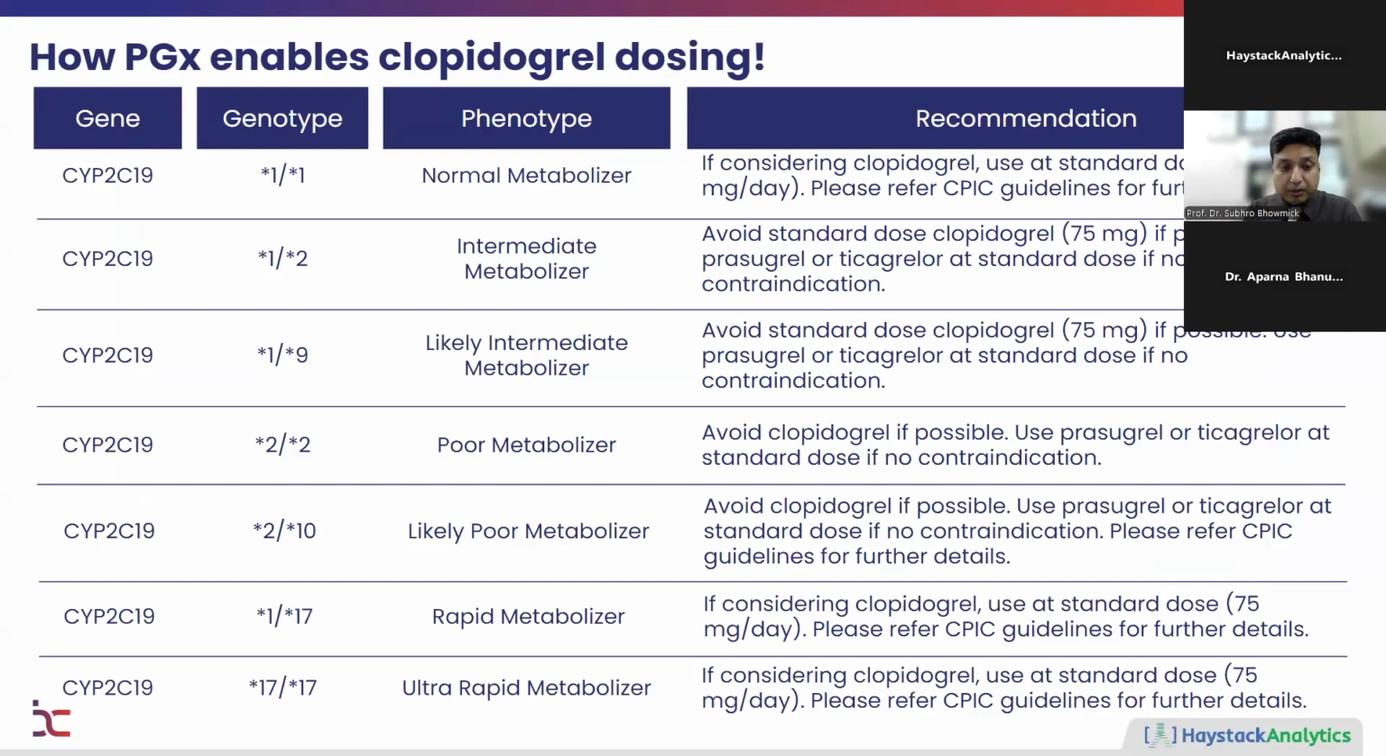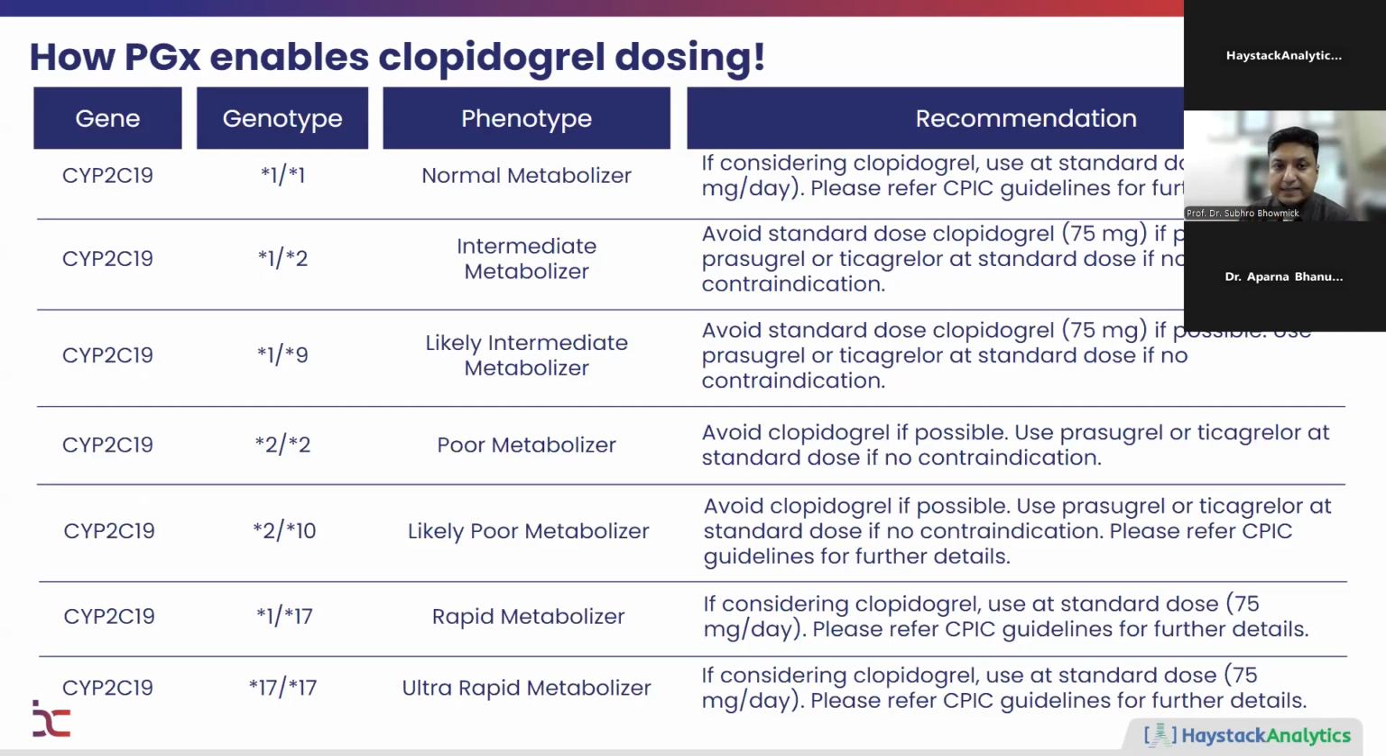from the other group. But what happens if you are a poor metabolizer? It is important that we avoid clopidogrel and use prasugrel or ticagrelor. And if you are a rapid metabolizer, then in case of considering clopidogrel, we use it at standard dose. Sometimes we might require increasing the dosage depending on how rapid or ultra rapid a metabolizer you are. So what this information means is that if your patient had a heart attack and we have put them on clopidogrel, it does not mean that the patient's re-heart attack will not happen.